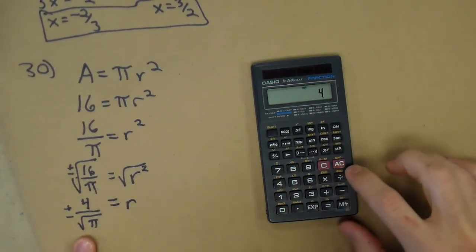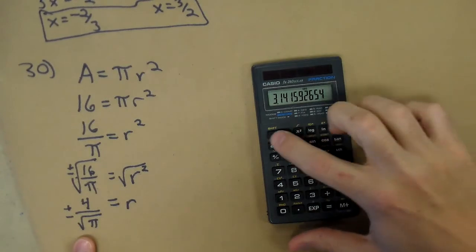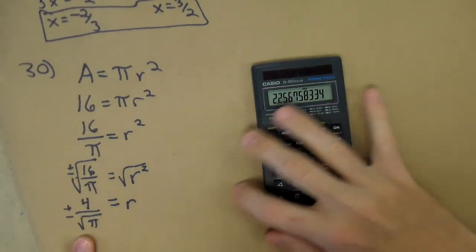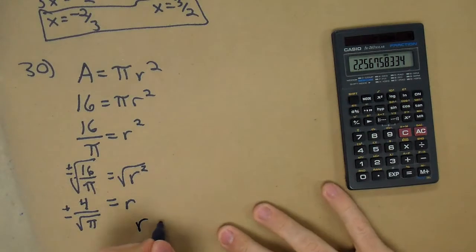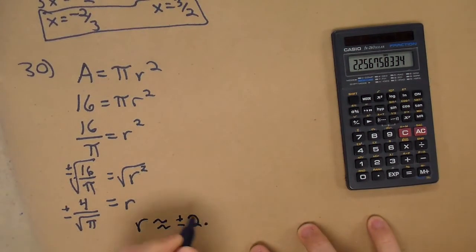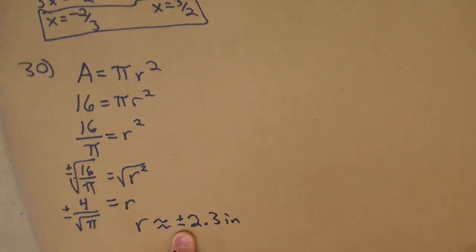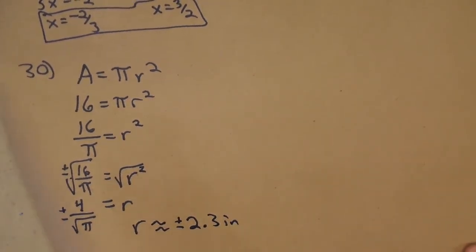So 4 divided by, we do pi, and then its square root, it comes out to be approximately plus or minus 2 point, what do they want, the nearest tenth, so we'll go 2.3 inches. So it's a positive 2.3 inches and a negative 2.3 inches.